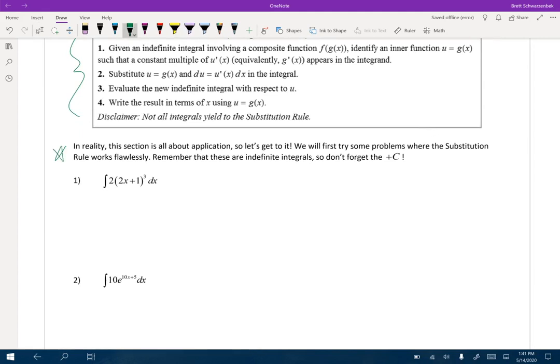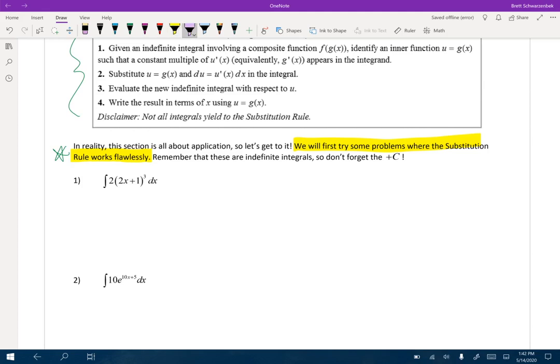All right, so just a note here. We are going to first start with the most basic substitution rules. Basically, we will first try some problems where the substitution works flawlessly, so it's going to be a perfect substitution. It's not usually going to be that. It's just for the beginning problems to get you started.